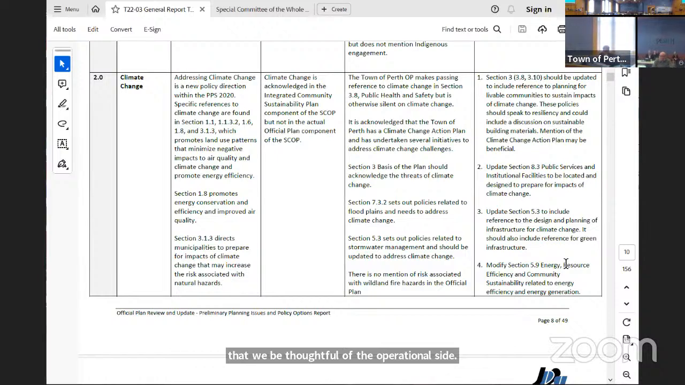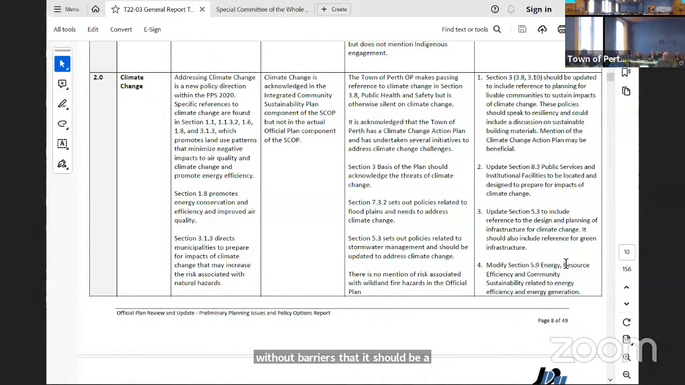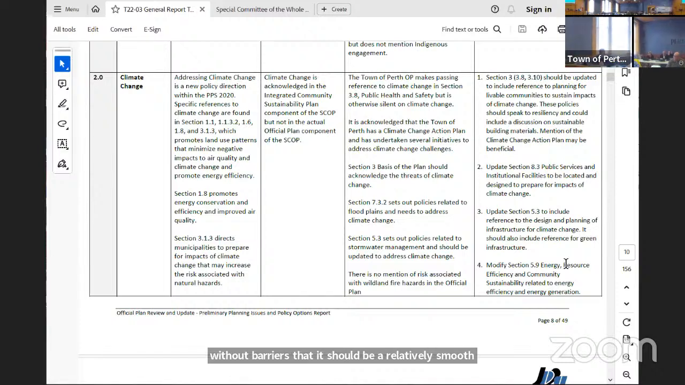Thank you. It's just me again being nervous about channeling ourselves. Yeah. I think that we need to be able to go from the general to the specific, from the policy to the operation without hiccups, without barriers, that it should be a relatively smooth transition from general to specific. Thank you. Those are my questions. Okay, we'll go ahead with Councillor Waterfield then.